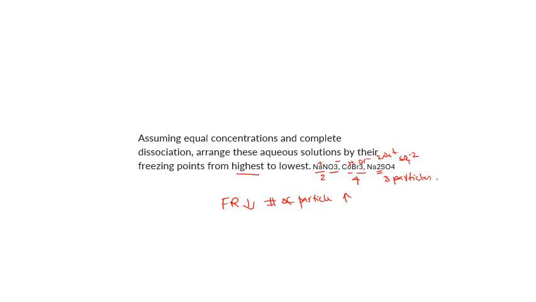So we are looking for highest to lowest freezing point. First we have the highest freezing point for the least number of particles. That means NaNO3 will have the highest freezing point, because the freezing point is decreasing, right? From 0 to -4, say for example, this is the lowest and this is going to be the highest freezing point. So when you add more and more particles, the freezing point will decrease. So the next one is going to be Na2SO4 and then it is going to be CoBr3.